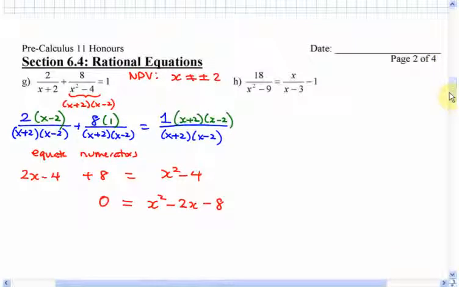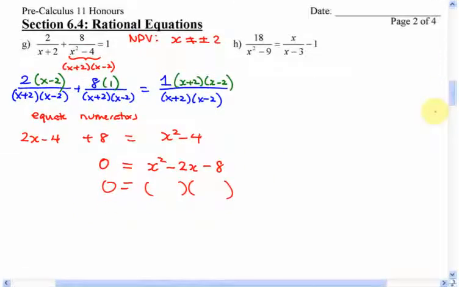Thank you. So we've got this x squared minus 2x minus 8 equals 0. And lovely, lovely factoring will come into play again. Anybody know what this is? Negative 4 and 2. Thank you. And then when you solve, you get x equals 4 and x equals negative 2.